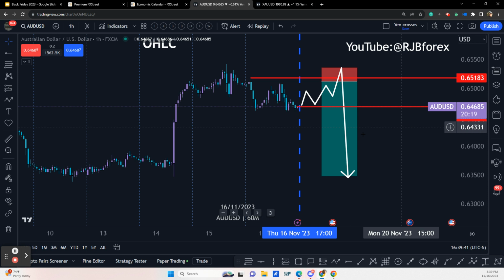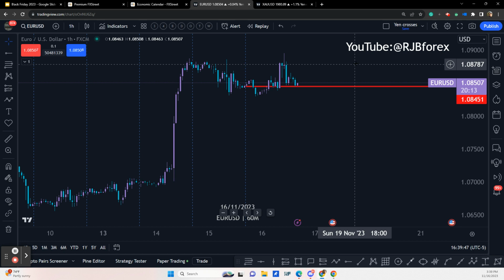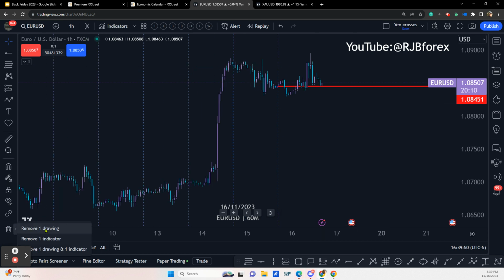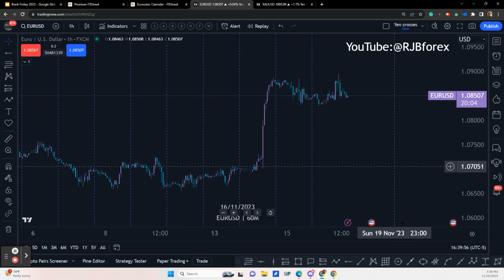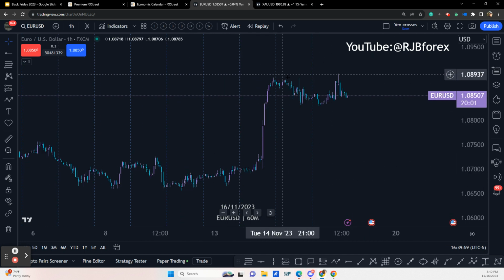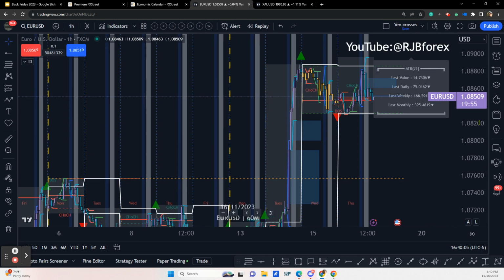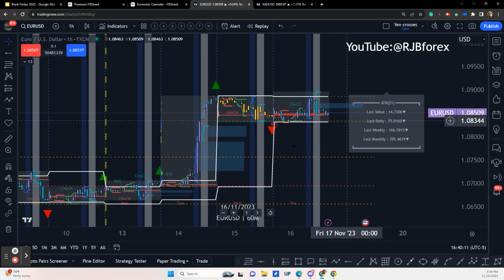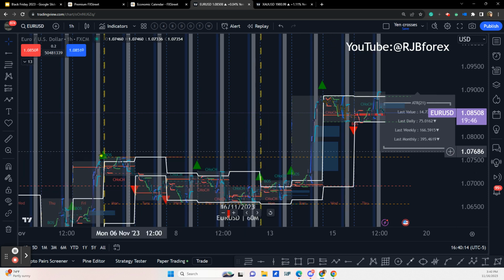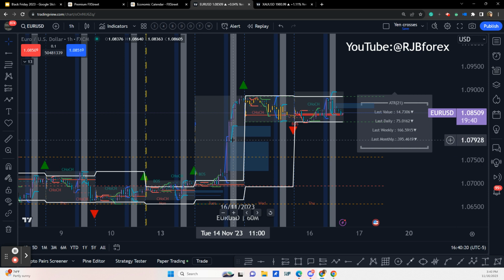Okay, so we'll wrap up with looking at the euro. So with the euro, very similar scenario to the Aussie. We've got longs in the market. I want to see how we've reacted to the levels. So at this point, we are well above last week's highs in that strong surge to the upside on the back of the US CPI data.